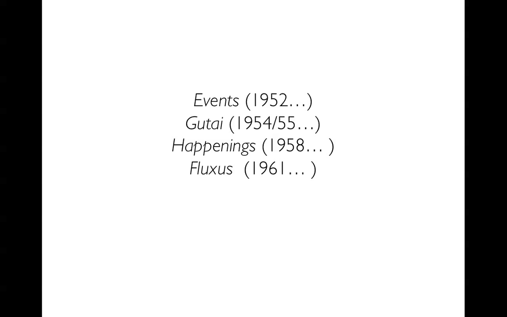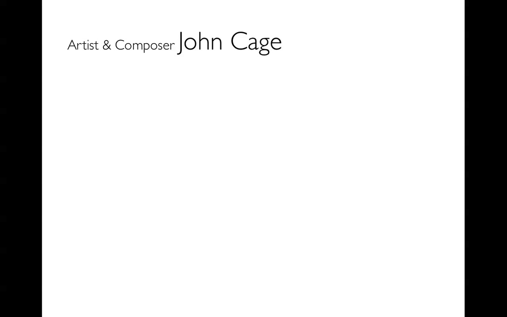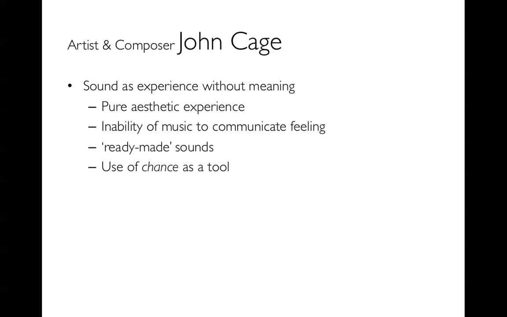So one of our earliest examples would come from composer John Cage, who starts in music as an instrumental composer, classical composer, and then begins to explore with more experimentation. And he has some very interesting ideas. He talks about sound as experience without meaning. So sound being pure aesthetic experience. And he talks about the inability of music to communicate feeling.